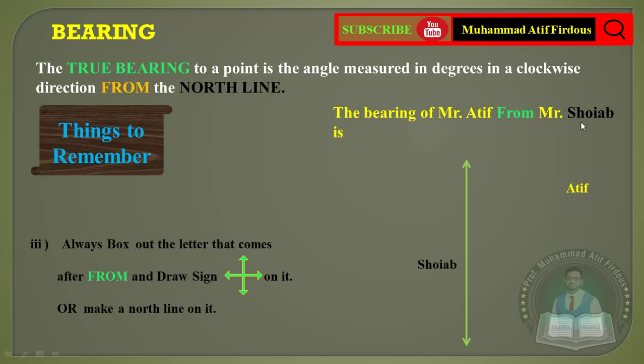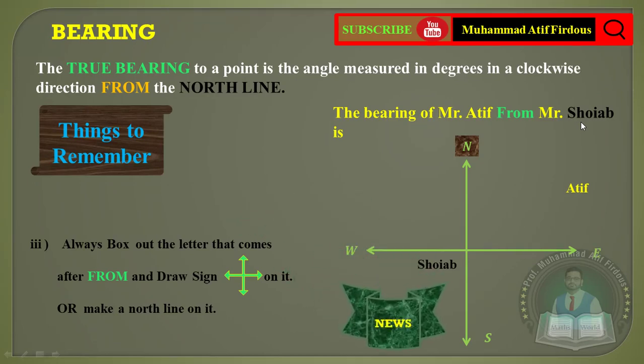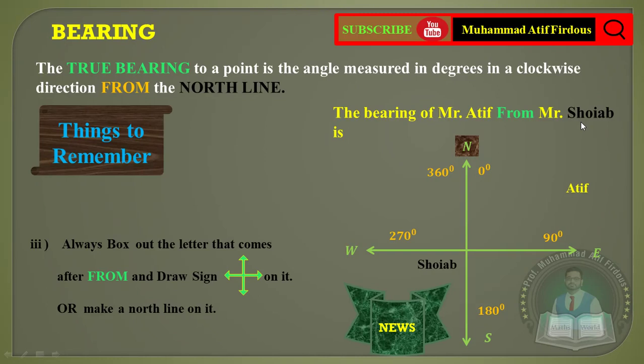So draw a north line on Mr. Shoaib. This is your north, south, east, west. Again, you can remember this by the word NEWS. And 0 degree, 90 degree, 180 degree, 270 or 360 degree. And the angle between Mr. Atif and Shoaib is given as 45 degree.